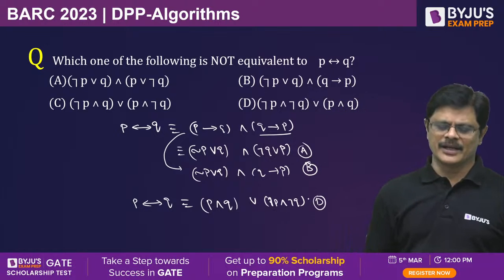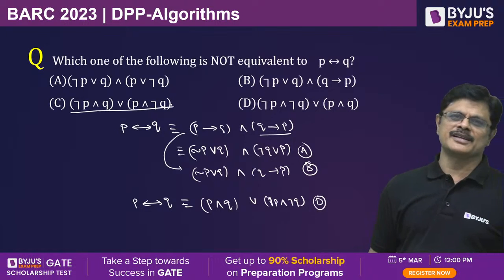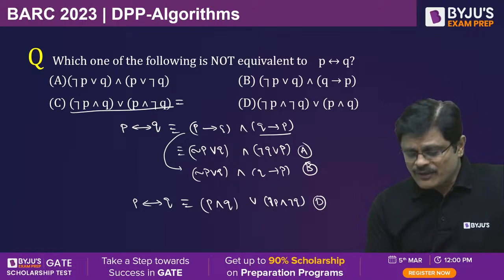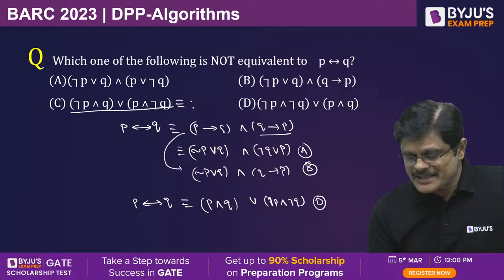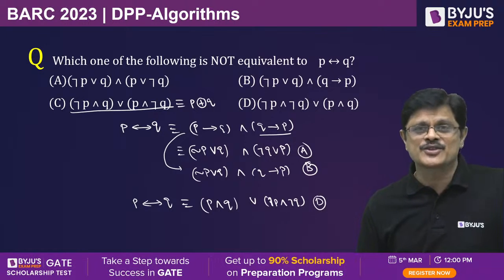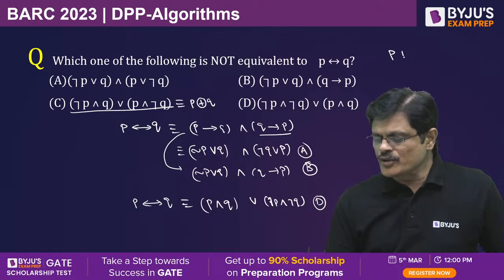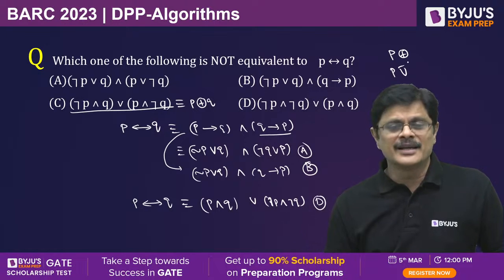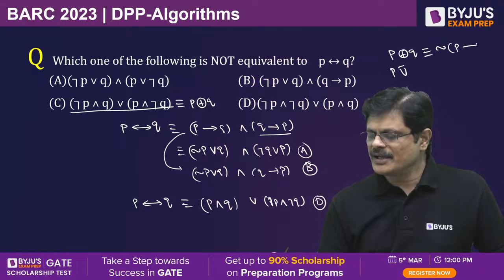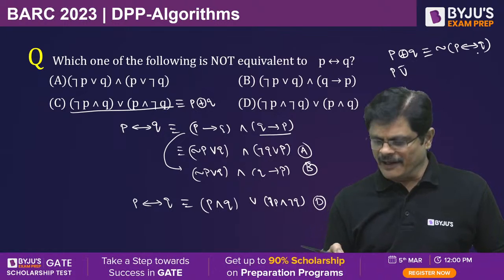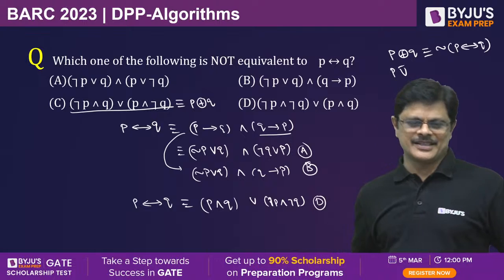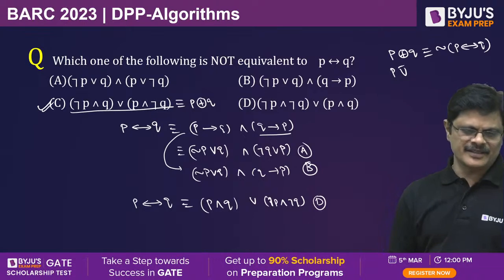These three are equivalent, and this is not equivalent, my dear friends. It is actually the equivalent for exclusive OR. And we know that exclusive OR, of course, some people also write like this, is negation of biconditional. Therefore, biconditional cannot be equal to this. Negation of this is equal to biconditional. So, C is the correct answer for this. Very good.